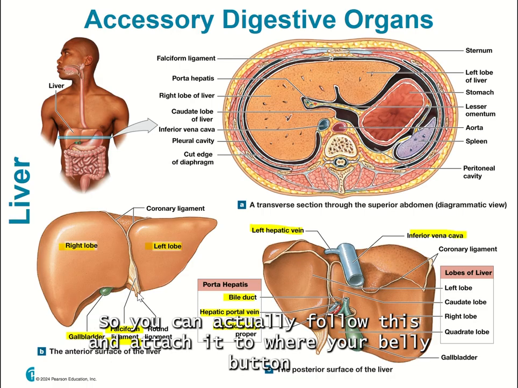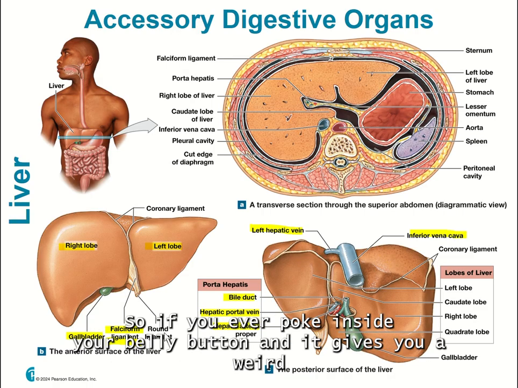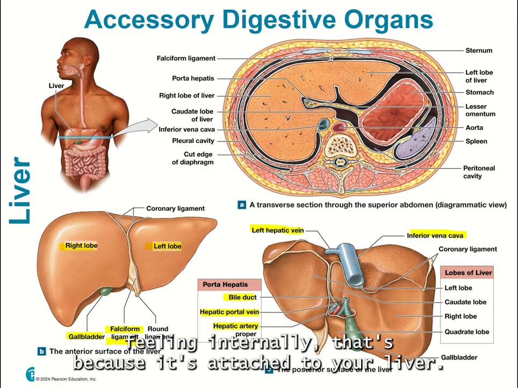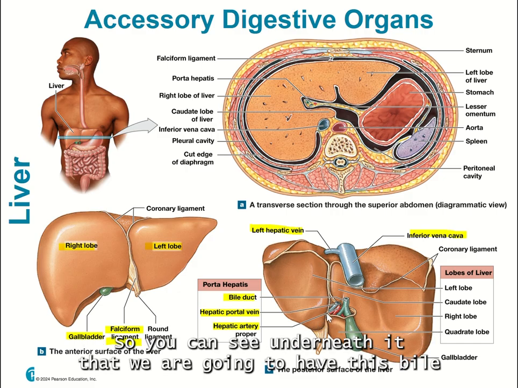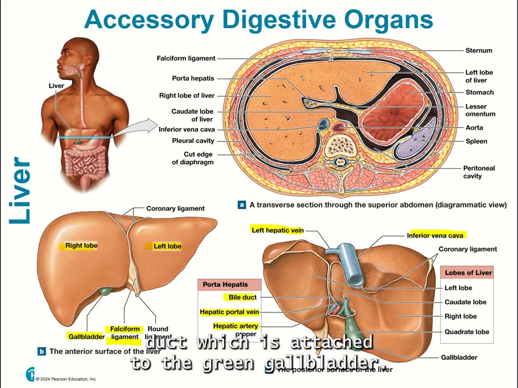So you can actually follow this, and it attaches to where your belly button is going to be. So if you ever poke inside your belly button and it gives you a weird feeling internally, that's because it's attached to your liver. Now, this is a posterior surface of it, so you can see underneath it that we are going to have this bile duct, which is attached to the green gallbladder.